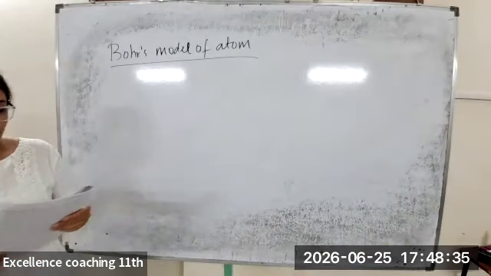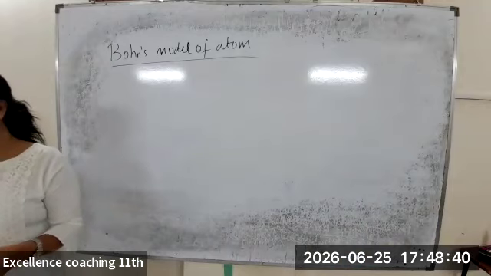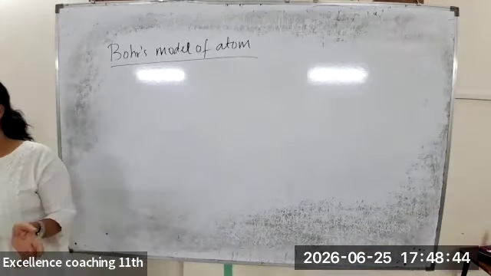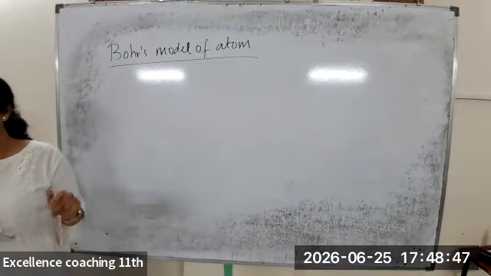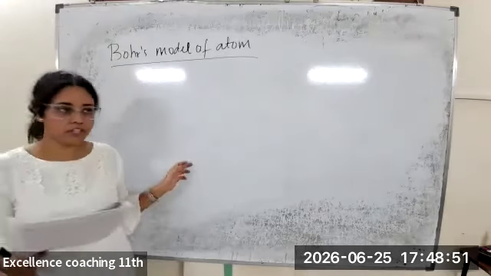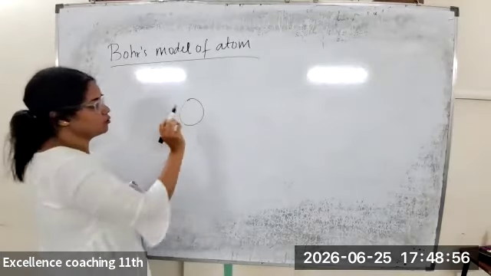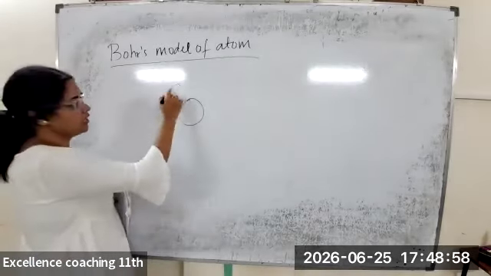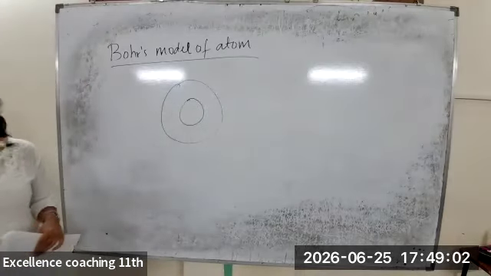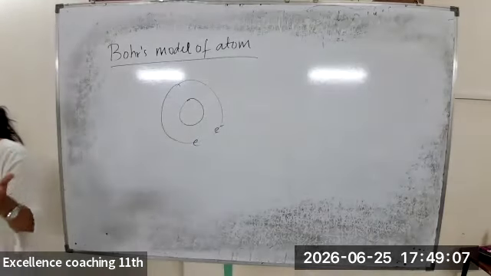So coming on to Bohr's model, he put forward some postulates. The first one says that electrons revolve around the nucleus in concentric circular paths called orbits, situated at a definite distance from the nucleus. This we all know, right? So basically he said that there is something called the nucleus, and around it there will be orbits, and the electrons will revolve around these orbits. So this was the first postulate.